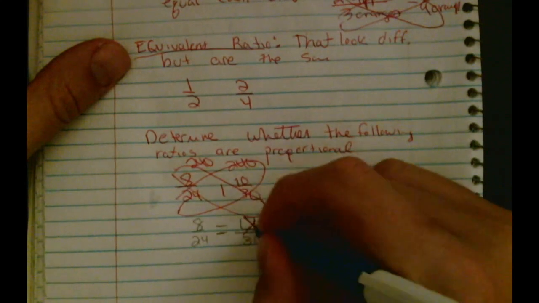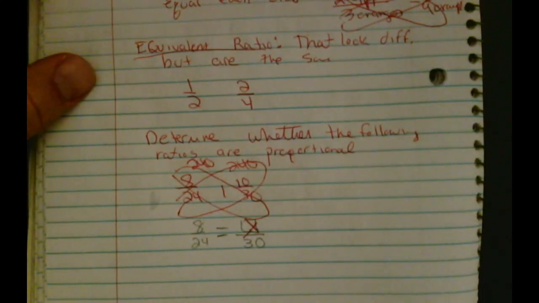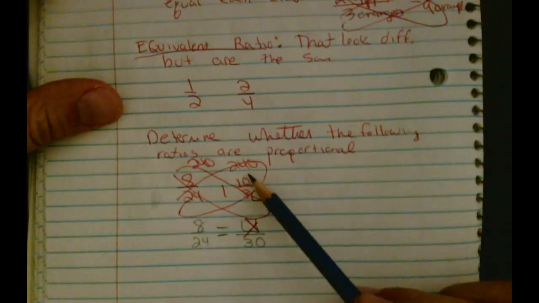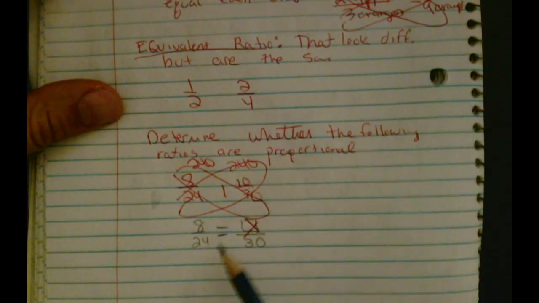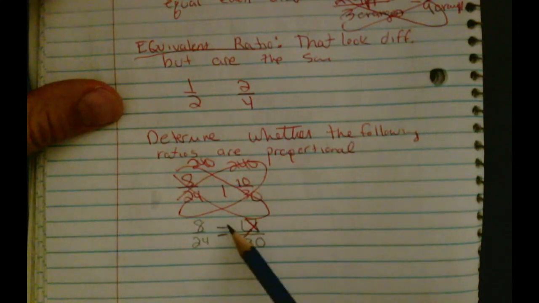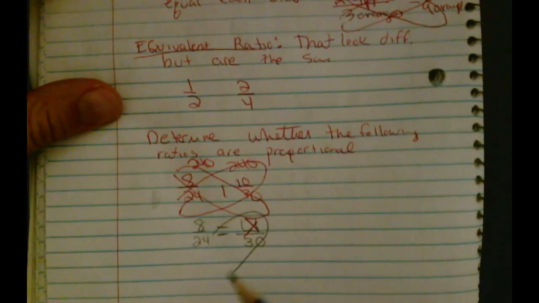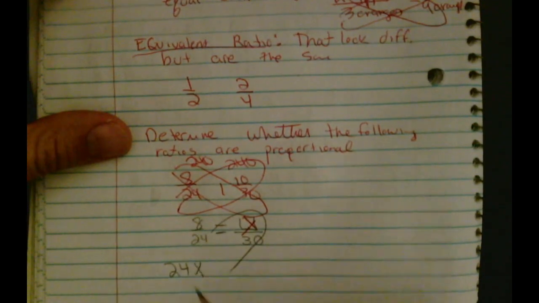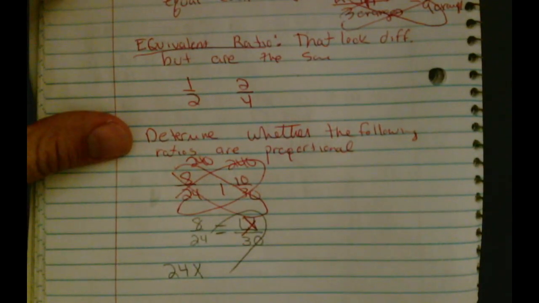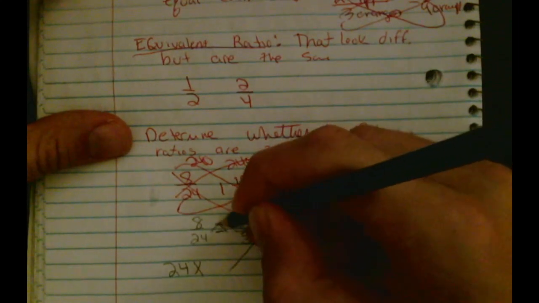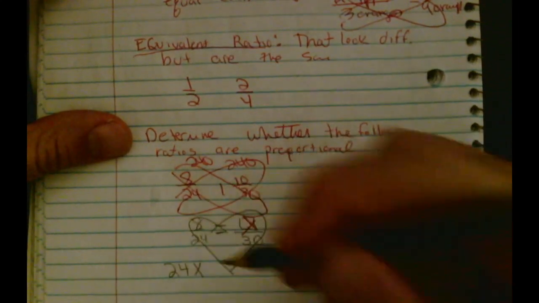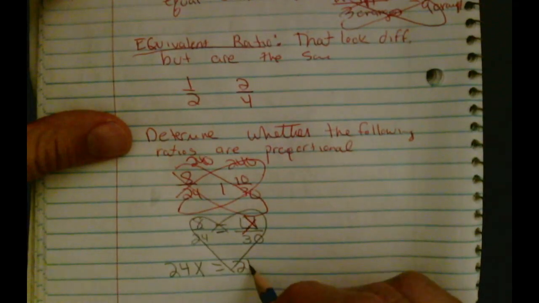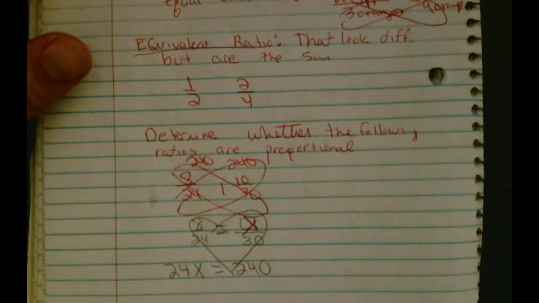So, we're going to put x in where the square is here. And we're going to solve it just like we did up here. We're going to multiply opposite. So let's start here. We're going to do 24 times x to get 24x. Next, we're going to multiply 8 times 30 to get 240.